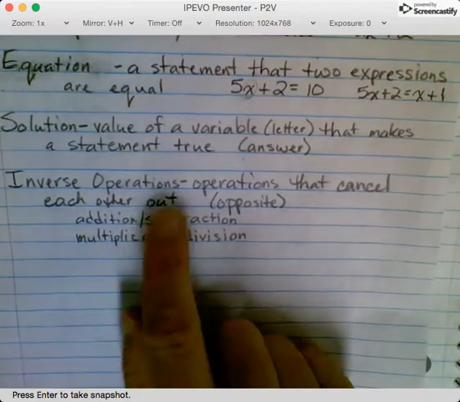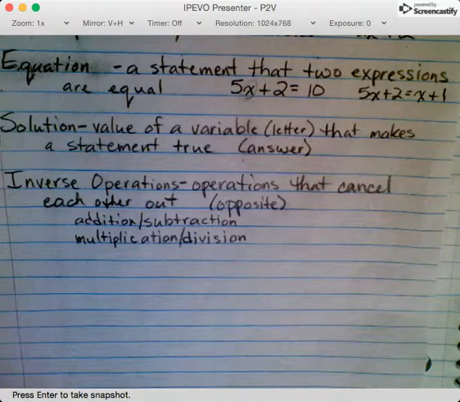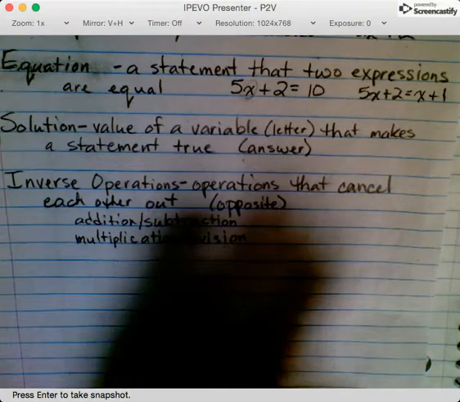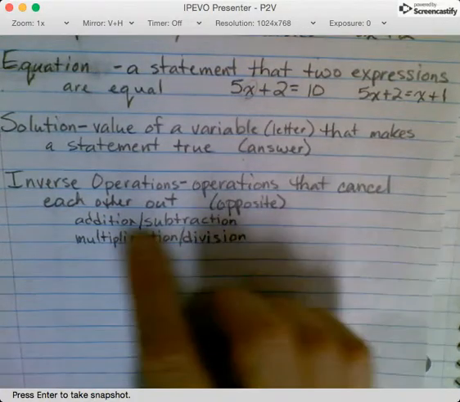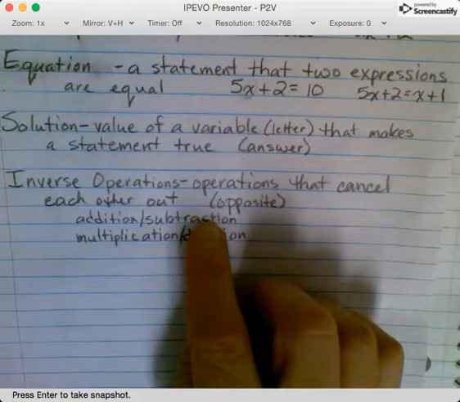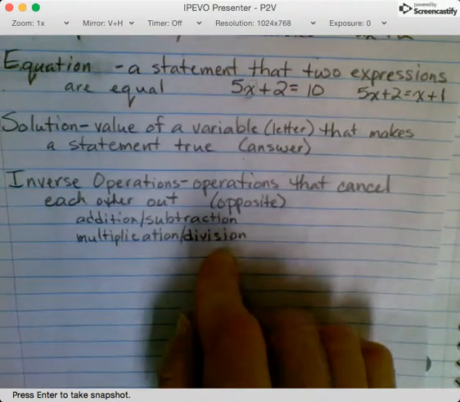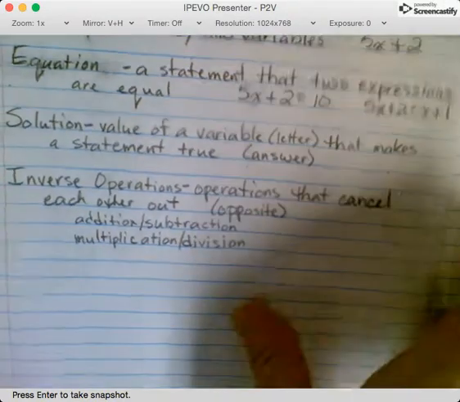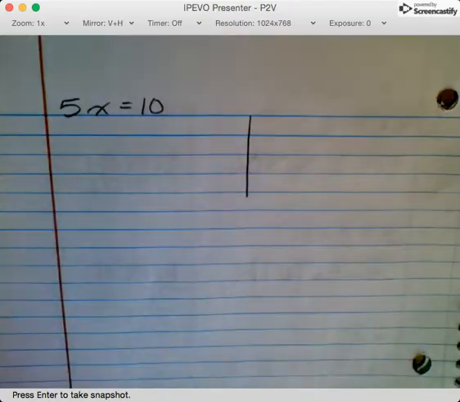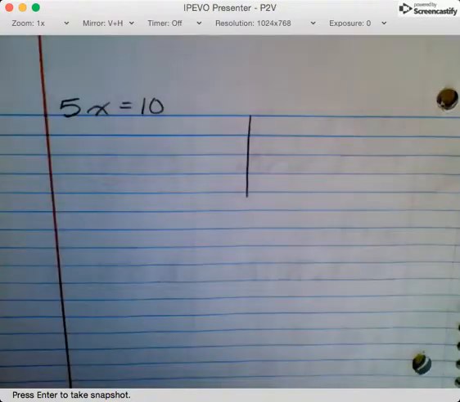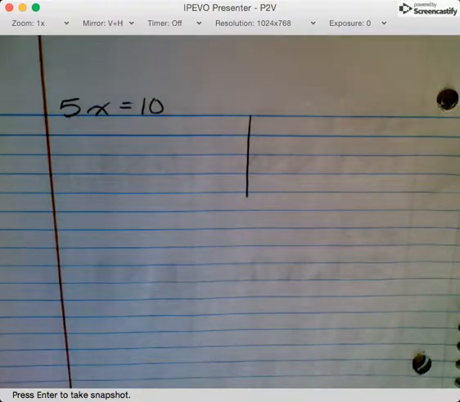And inverse operations are operations that cancel each other out, which basically are opposite operations. So addition and subtraction are inverse, and multiplication and division, which we will talk about in this video, are also inverse. Just like the last video, I want to start out with an example using the blocks to model, and then we're going to go right into doing the problems without the blocks.